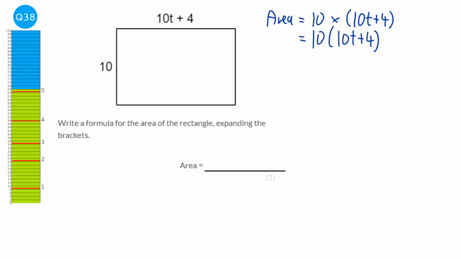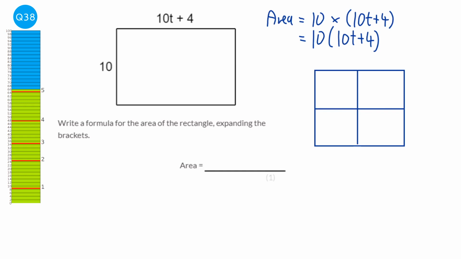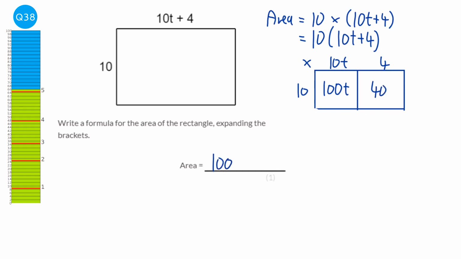Whichever method you use to expand brackets, feel free to do it here. I'm going to just do the grid method, but whatever method you prefer. So we've got 10 times 10t plus 4, and we're timesing them. So 10 times 10t: 10 times 10 is 100, so it'd be 100t. 10 times 4 is 40. So our answer will be 100t plus 40.